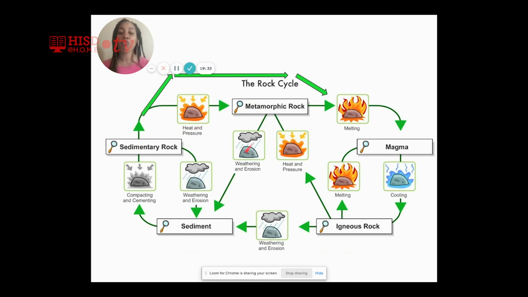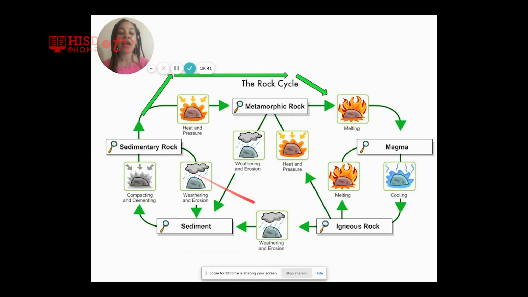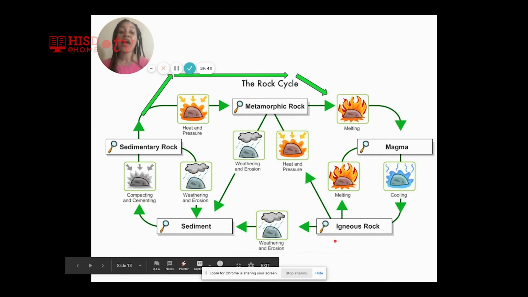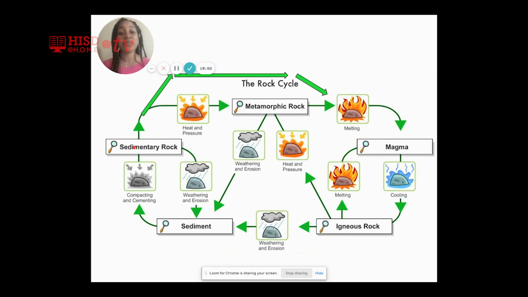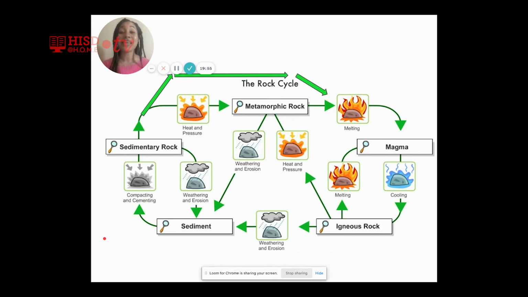Metamorphic rock, weathered and eroded, will form sediments. It will then be compacted and cemented to form sedimentary rock. And same thing with igneous rock. We weather and erode it. It forms sediments. And then once it's compacted and cemented together, it's called sedimentary rock. So now that we know the three types of rocks, igneous, metamorphic, and sedimentary, we also know how they're formed. Let's apply our knowledge to our next activity.